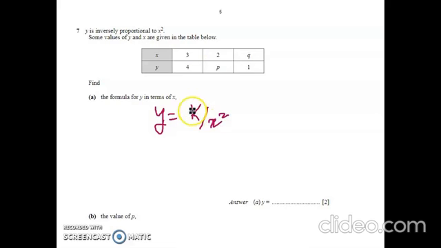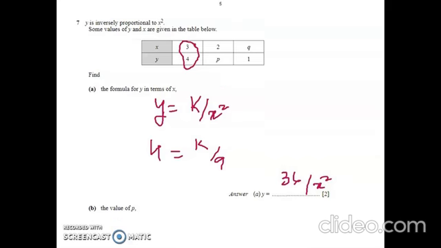Now how do we find this k? We will look for the values which are complete. This set is complete. The x value is present, and the y value is also present. So 4 equals k over, and x is 3, so x square will be 9. So 9 4s are 36. The k is 36. So the formula will be y is equal to 36 over x square.